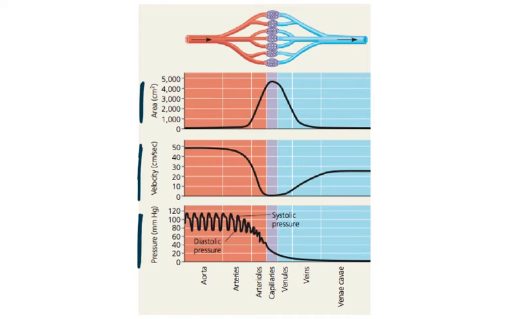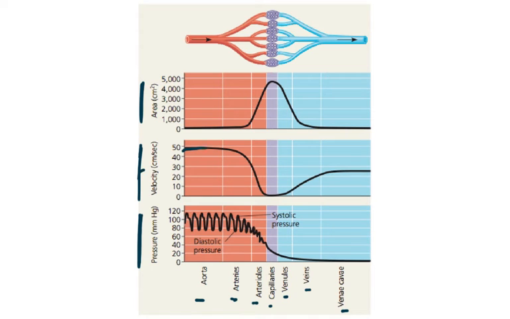Now you can see how the pressure is decreasing. This is the aorta, where pressure is the highest. You can feel the pulse in the arteries, then arterioles, then capillaries, then venules, veins, and the vena cava. So you can see how the pressure is decreasing and then it remains low in the vena cava. But let's look at the velocity.